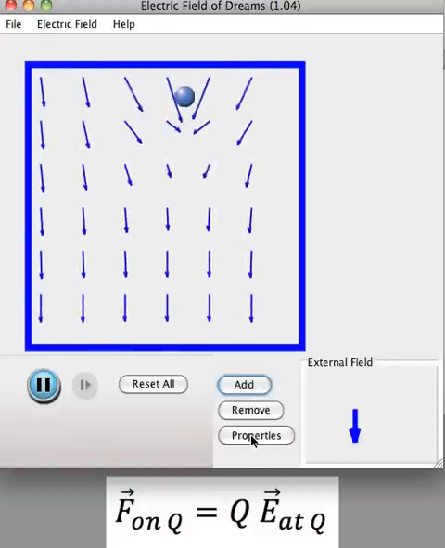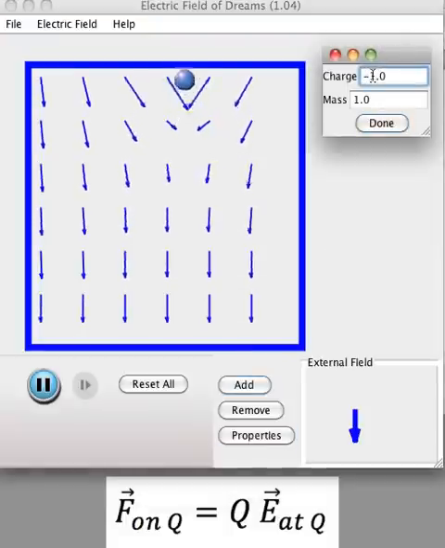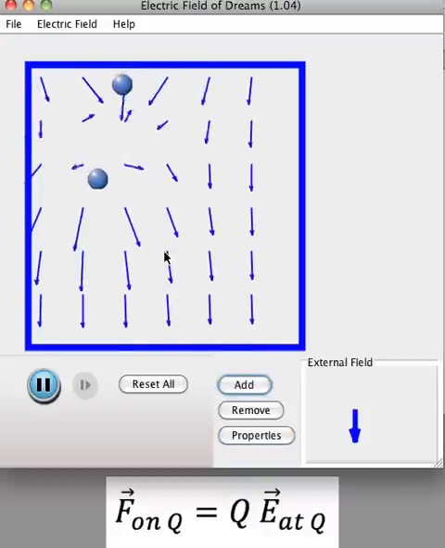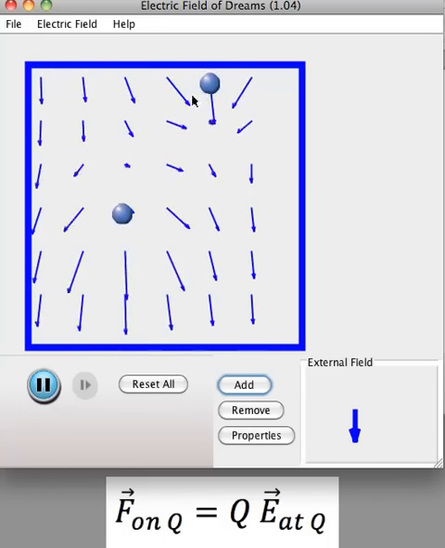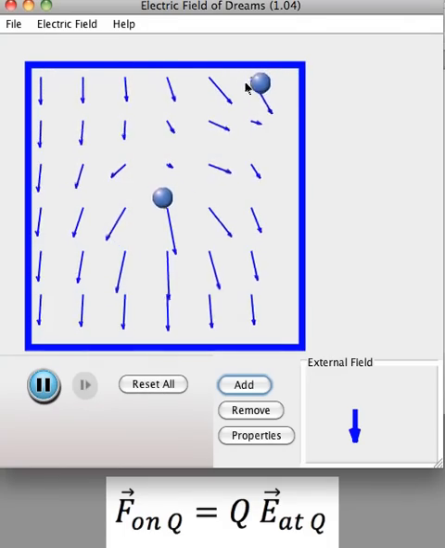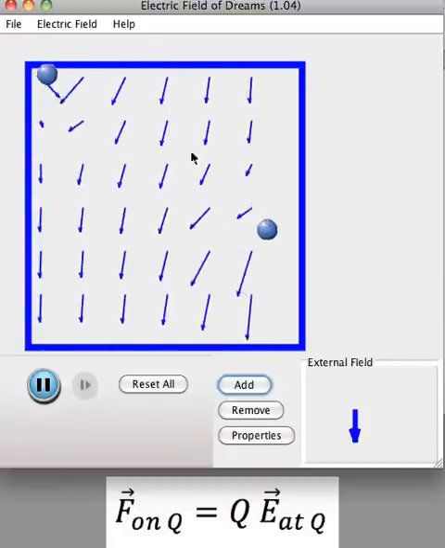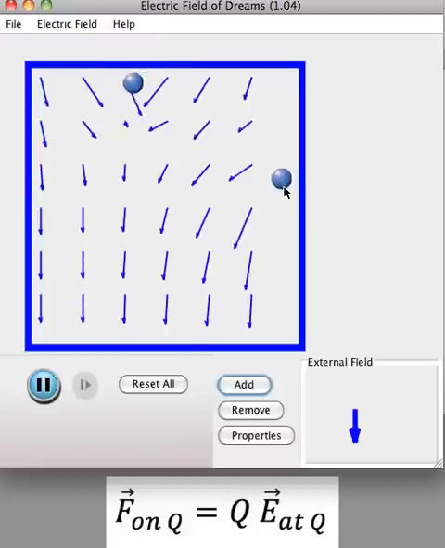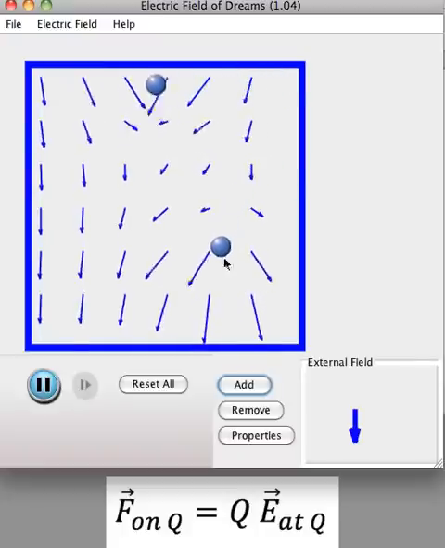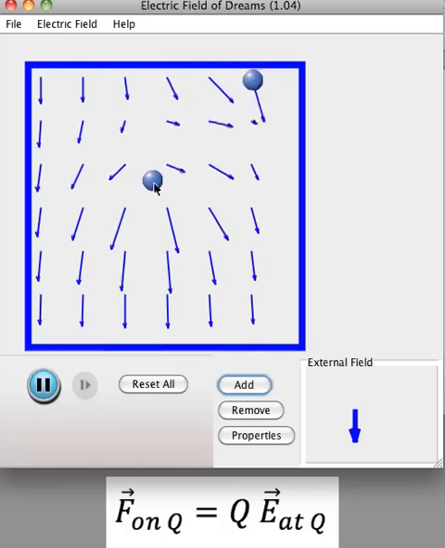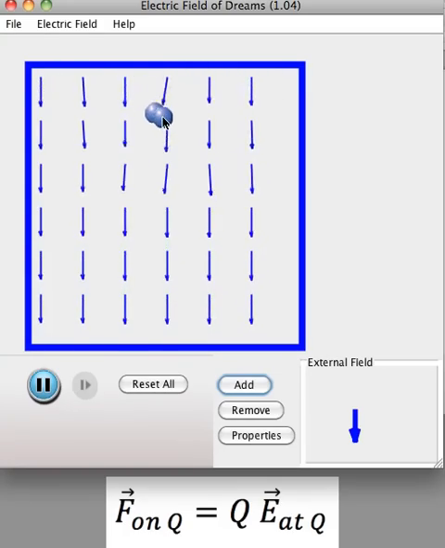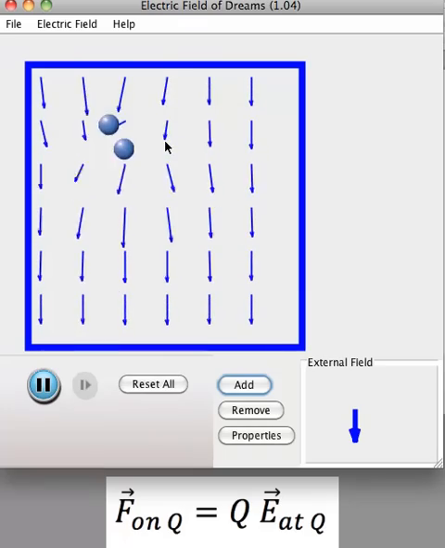Of course, we can add in other particles. Go back and make a positively charged particle and make it really heavy and put that in. And now I have a positive and a negative charge. The negative charge is constantly being pulled upward. Positive charge is constantly being pulled downward. On the other hand, these two charges are going to attract each other. I think I can grab one of them and show you that they stick together.